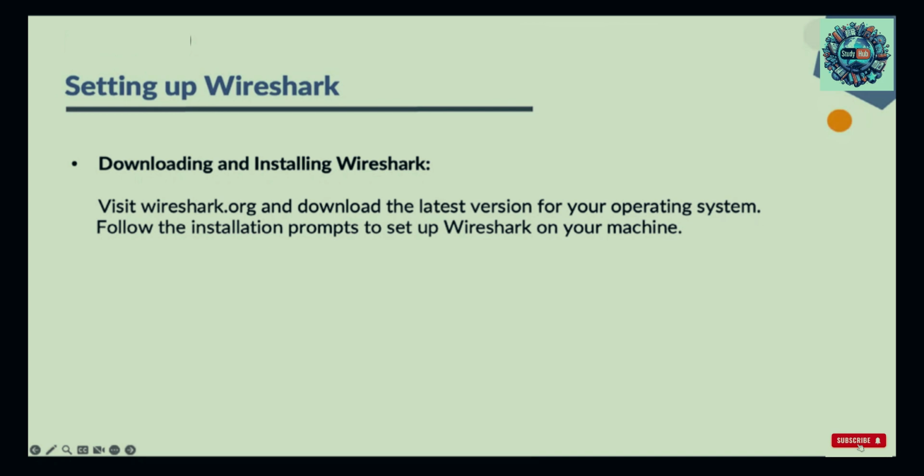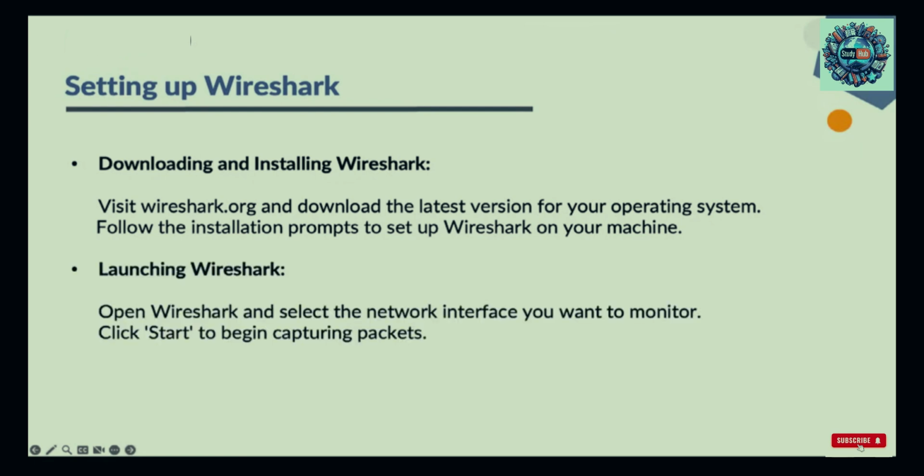To set up Wireshark, you need to download and install Wireshark from wireshark.org. Check the latest version for your operating system, follow the installation prompts, and set up Wireshark on your machine. It's not a very heavy installation procedure, so you can just follow the instructions. Once you have Wireshark set up, open it and select the network interface you want to monitor. Click Start to begin capturing the packets.